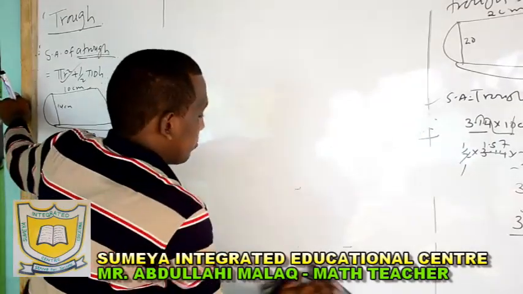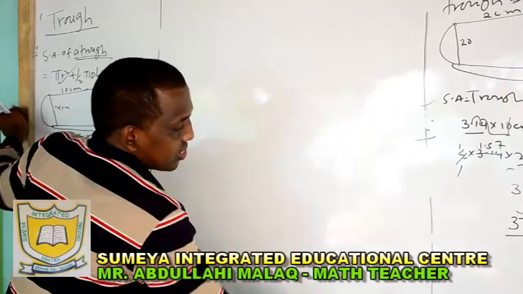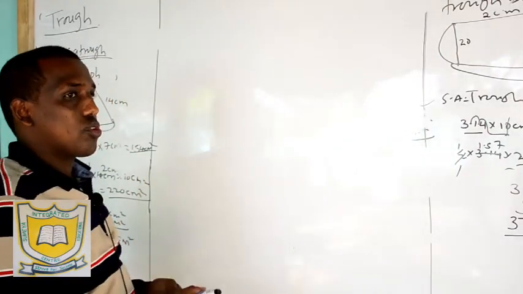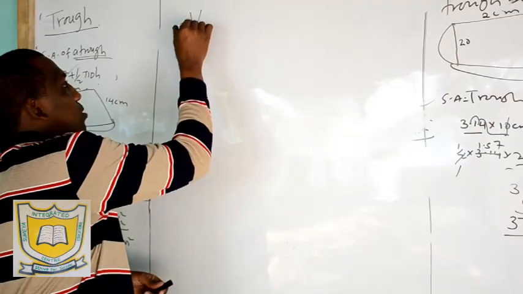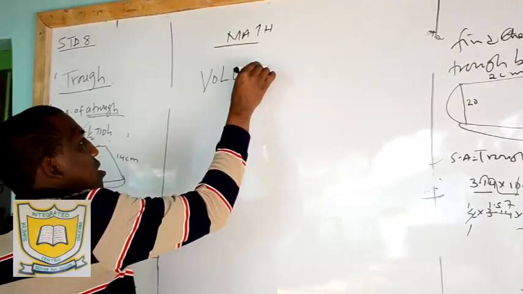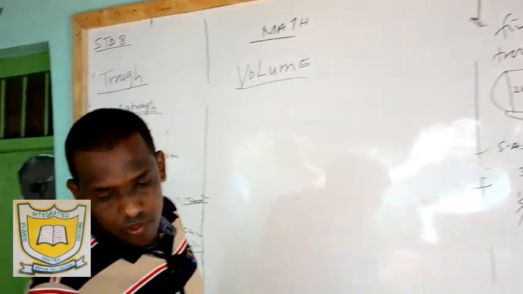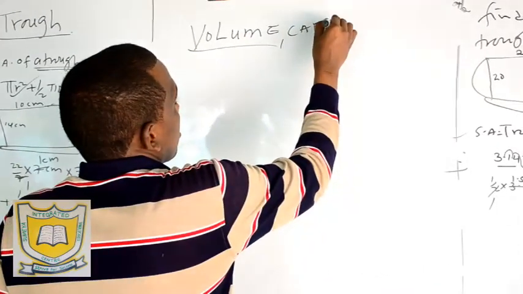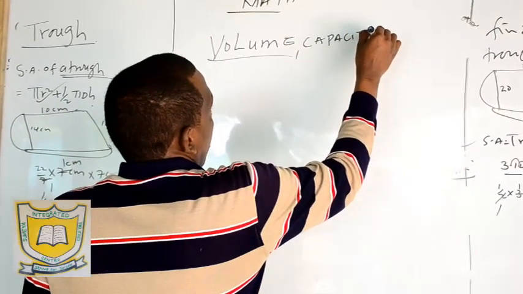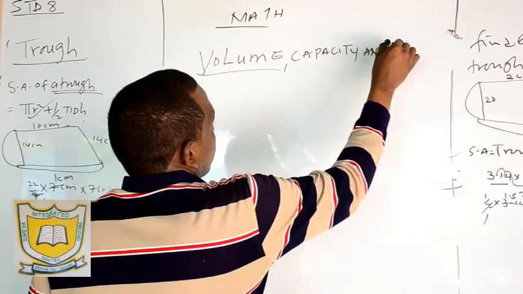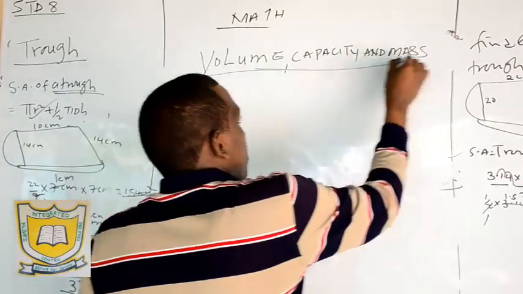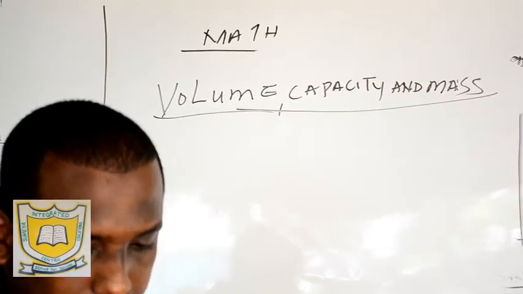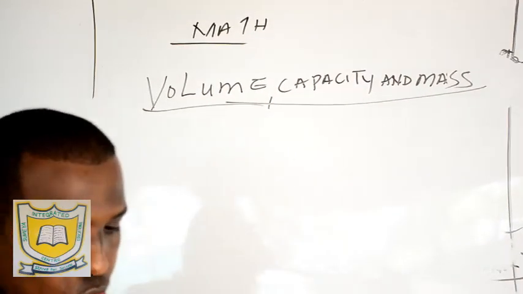Surface area. We are through with the surface area. We go now to volume, capacity, and mass. Under that, we shall be looking at the volume of cubes and cuboids.